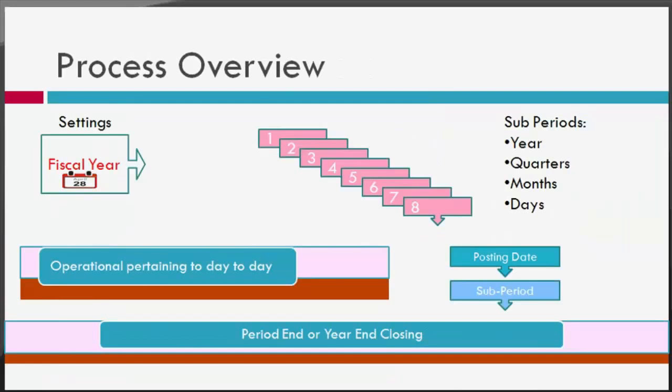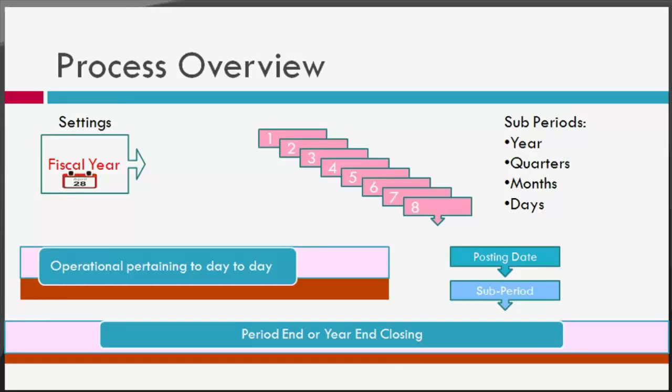Here you can see an overview of the posting period process. There are 3 stages in the posting period process. In this video we will focus on settings and the operational steps, the first 2 stages of the process. In the first stage, we define the settings for the posting period. First we define the main posting period for the fiscal year. Then we define the sub-periods in the fiscal year. That can be years, quarters, months or days.